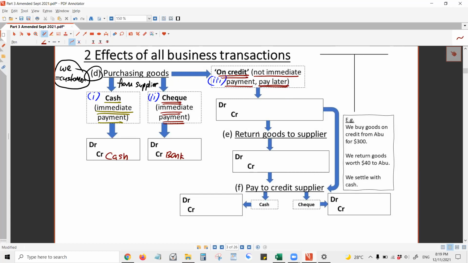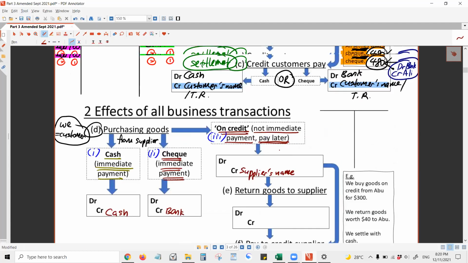Therefore, you credit supplier's name. Logical? Yes, right. You are a responsible buyer. You must remember the name of the supplier because you have not made payment. Therefore, you credit supplier's name. You cannot credit cash. You cannot credit bank here because we have not made payment.